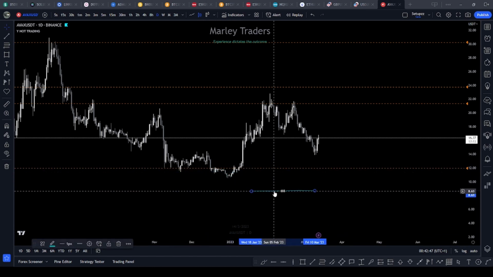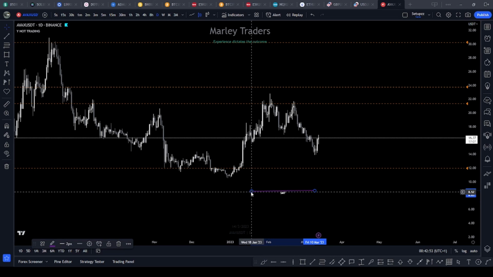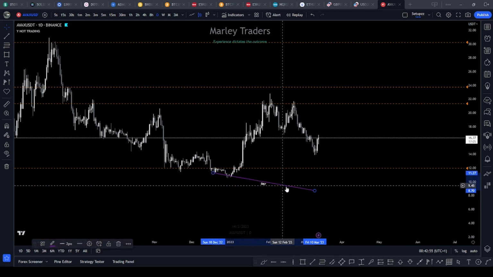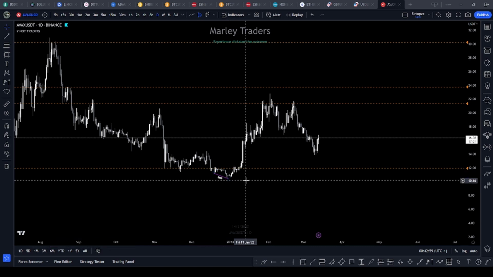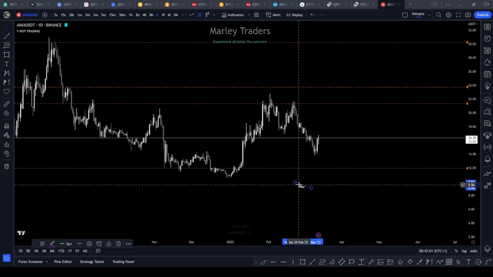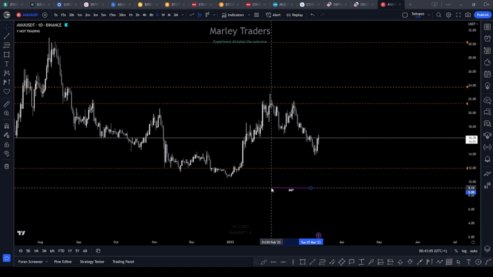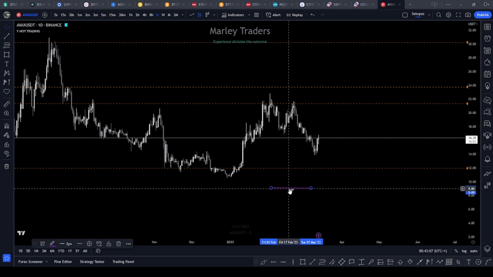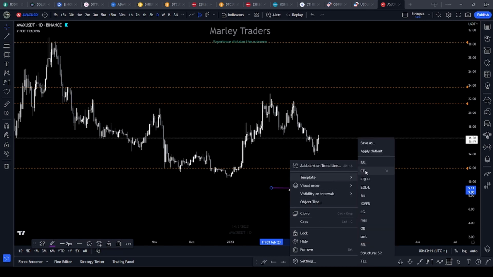And then I have SMT. Again, SMT is a concept that we use a lot. It's a concept by ICT, kind of like the smart money divergence. That's what it means: smart money technique, smart money tool. This is awesome. And then consequent encroachment. We'll talk about that in a while.